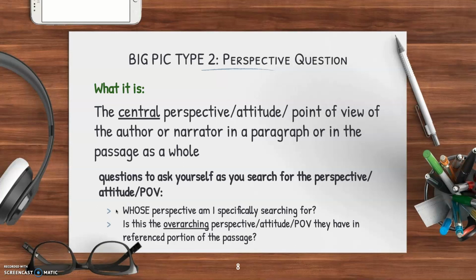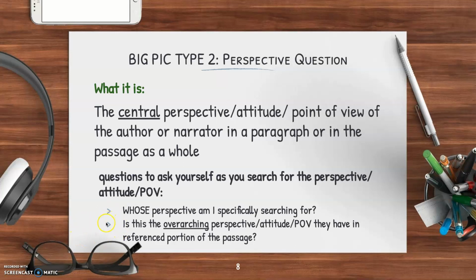Now, particularly in passages such as the literary narrative or the prose passage, you will potentially come across multiple characters who might actually have different perspectives. You will also have one passage that has two different paired passages rather than just one longer one. So we've got to make sure we're looking for the right perspective in a situation like that. And this question can help us do that.